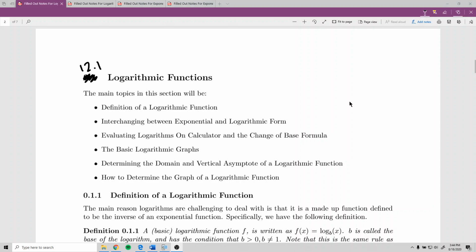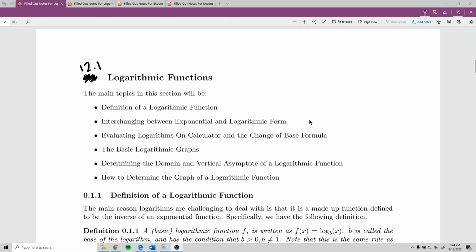This video will be on section 12.1, logarithmic functions. This section looks like there's quite a bit. There are a lot of different topics, but as we will see, they're not too deep since this is an introduction. So first we'll see what the definition of a logarithmic function is. We'll actually see that it's related to an exponential function. It's actually going to be its inverse.